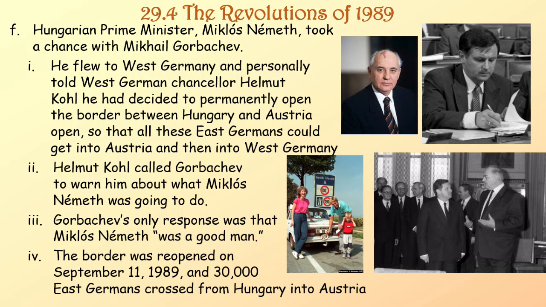Hungarian Prime Minister Miklós Németh took a chance with Mikhail Gorbachev. He flew to West Germany and personally told West German Chancellor Helmut Kohl that he had decided to permanently open the border between Hungary and Austria so that all these East Germans could get into Austria and then into West Germany. Helmut Kohl called Gorbachev to warn him about what Miklós Németh was going to do. And Gorbachev's only response was that Miklós Németh, quote, was a good man, unquote. The border was reopened on September 11th, 1989, and 30,000 East Germans crossed from Hungary into Austria.